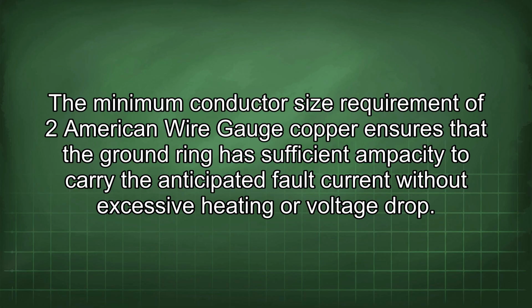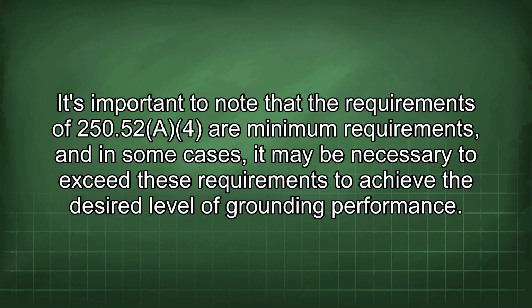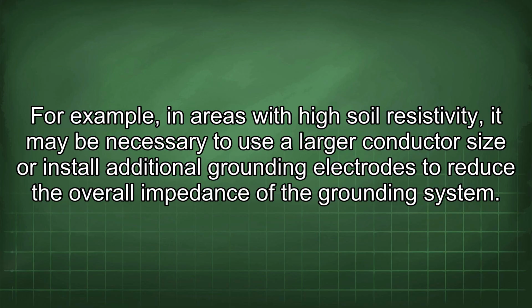The minimum conductor size requirement of 2 American wire gauge copper ensures that the ground ring has sufficient ampacity to carry the anticipated fault current without excessive heating or voltage drop. It's important to note that the requirements of 250.52(F)(R) are minimum requirements, and in some cases, it may be necessary to exceed these requirements to achieve the desired level of grounding performance. For example, in areas with high soil resistivity, it may be necessary to use a larger conductor size or install additional grounding electrodes to reduce the overall impedance of the grounding system.